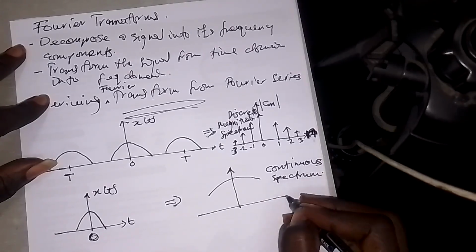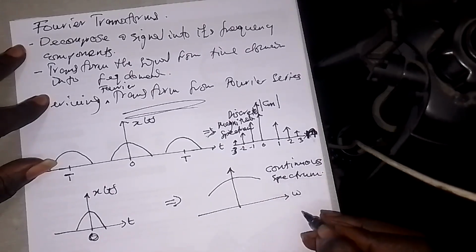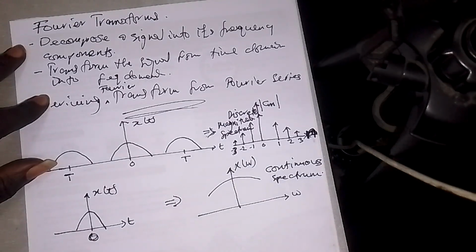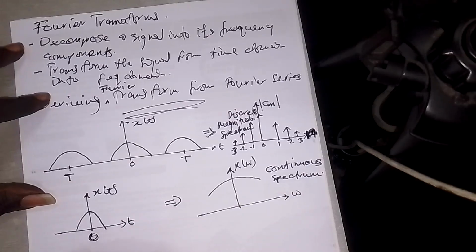Okay, continuous spectrum. And here is omega, and then here is X of omega. Okay, so now let us move on from here. Now we are aware that x of t.